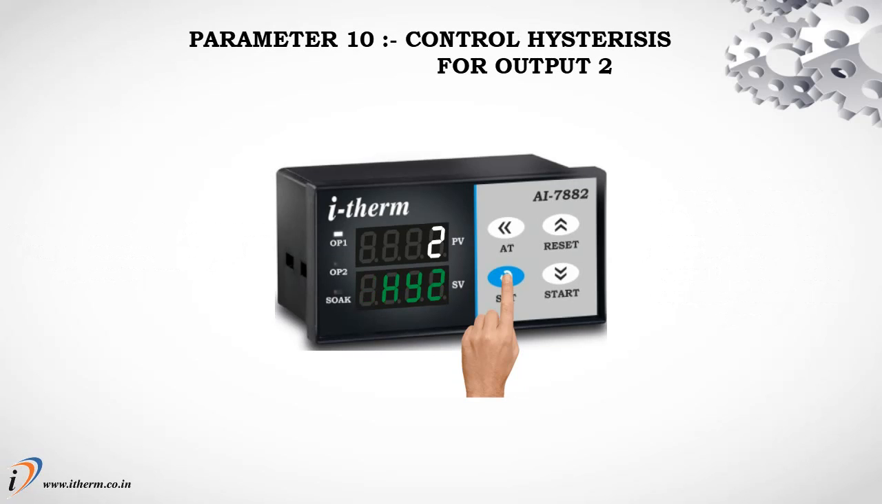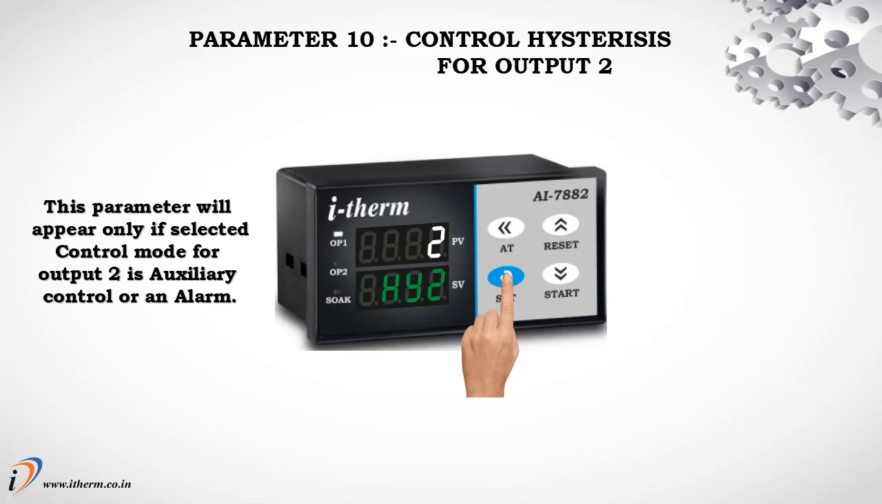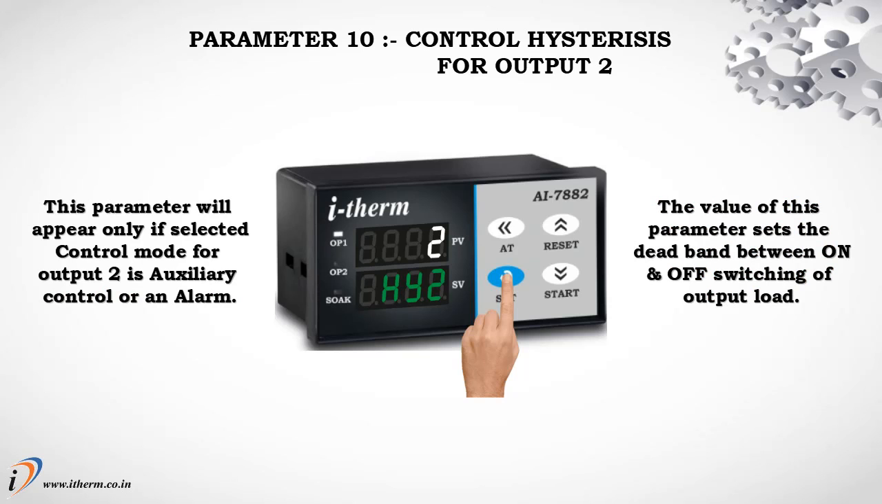Parameter 10, Control Hysteresis for output 2. This parameter will appear only if the selected control mode for output 2 is auxiliary control or an alarm. The value of this parameter sets the dead band between on and off switching of the output load.